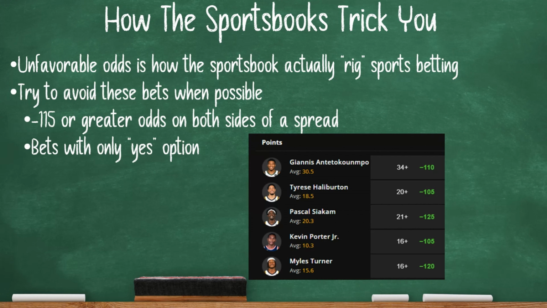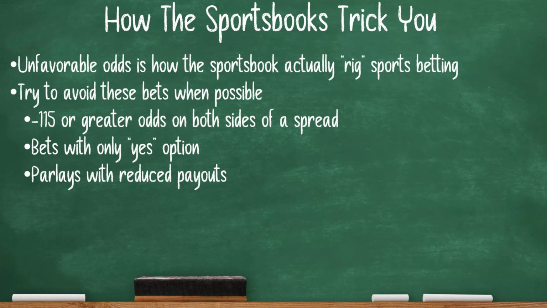If you want to bet points, for instance, for a player prop, then you want to see it where it says over and under. And again, we'll talk more about player props and other bets in another lecture here.